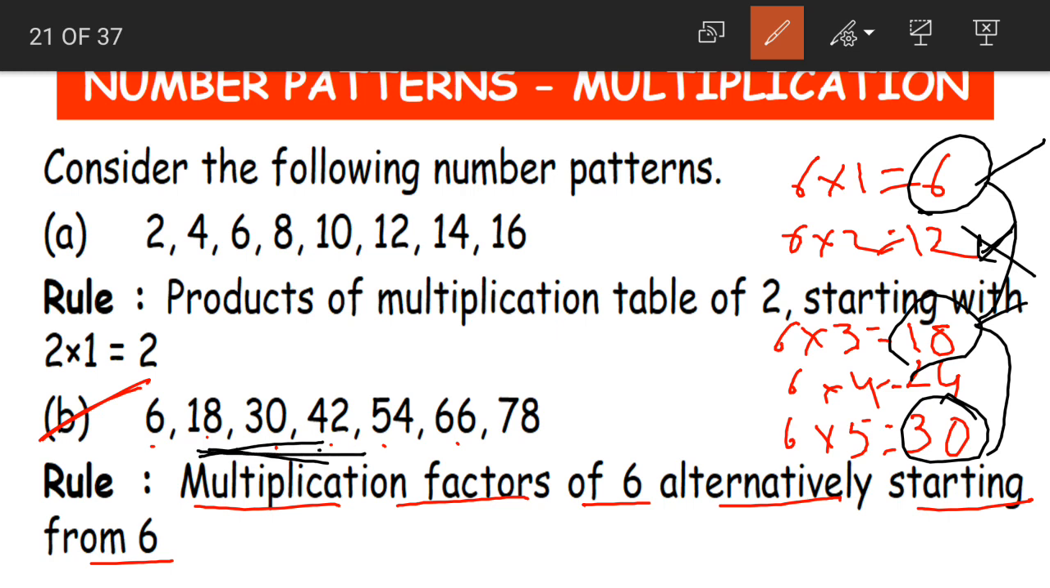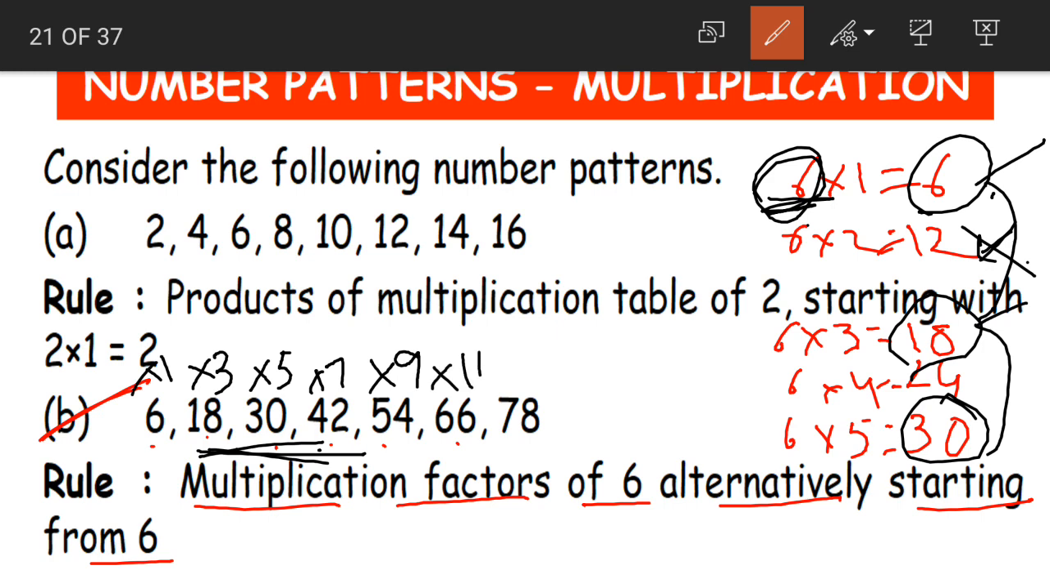Products of multiplication of what table? Table 6 are taken alternatively. This is 6 ones are 6, 6 threes are 18, 6 fives are 30, 6 sevens are 42, 6 nines are 54, 6 elevens are 66, and 6 thirteens are 78. Now what will be the next two numbers that will come in this pattern, children?